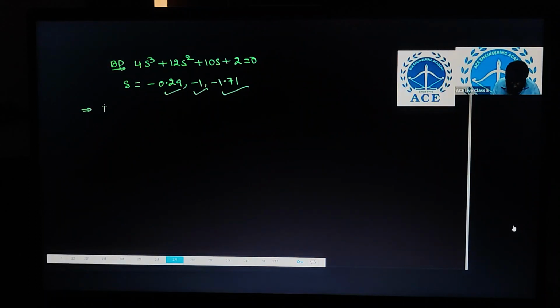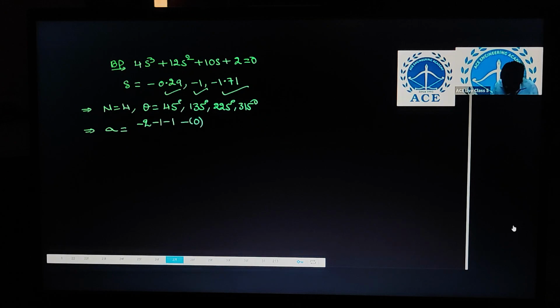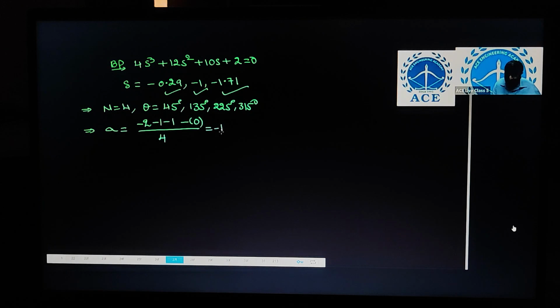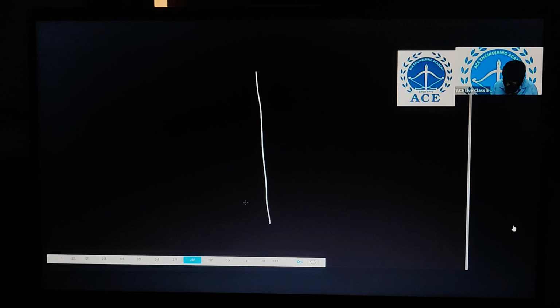Next, number of asymptotes: 4. Angle of asymptotes: 45, 135, 225, 315 degrees. Next, calculate the centroid: minus 1, minus 2, minus 1, minus 1, divided by 4. So that is minus 1. Now draw the diagram, all of you. The range of K values you find by yourself using the RH criteria at home.